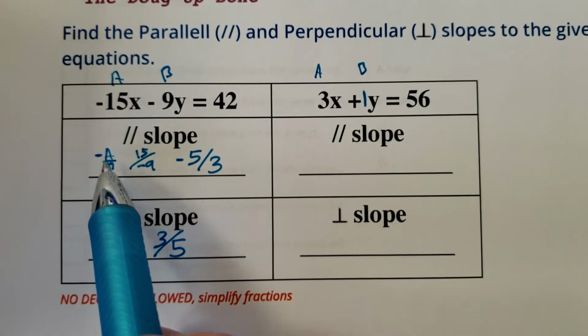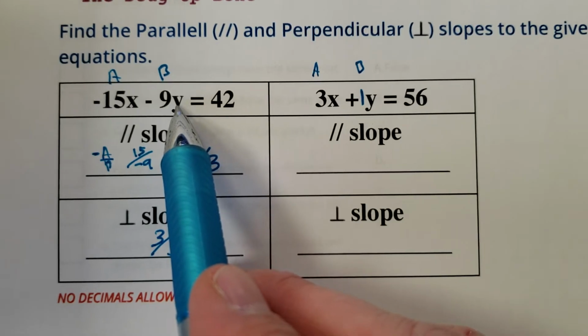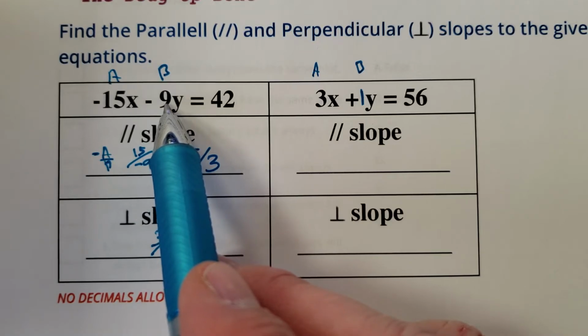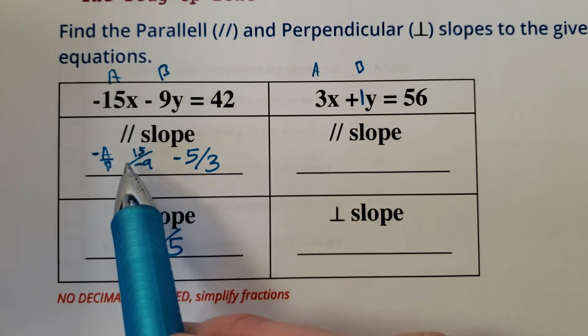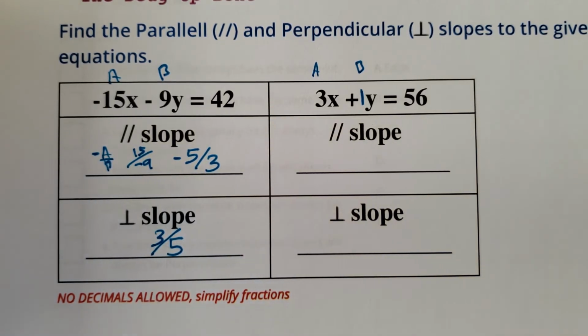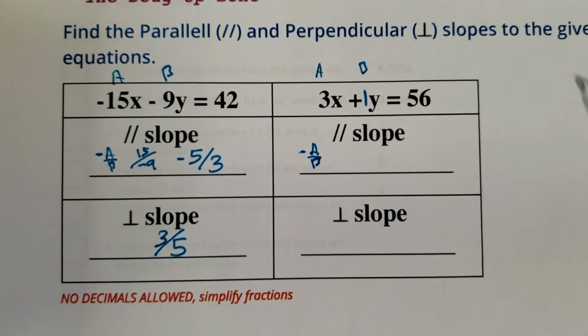Again, this is a trick that we've done a handful of times now. You can either solve for y, but if you solve for y, guess what you would do? You would add a 15x to both sides, then you'd divide everything by a negative 9. So you'd have a 15 over a negative 9, which is what the negative A over B shortcut does every single time. So negative A over B, here we go.